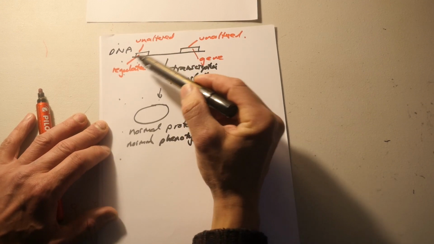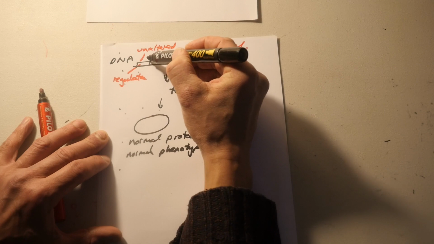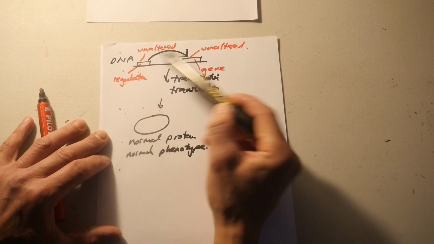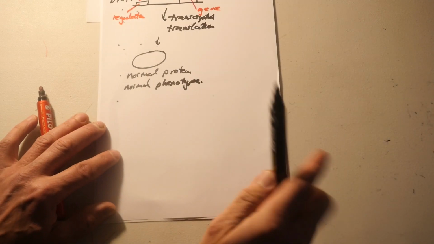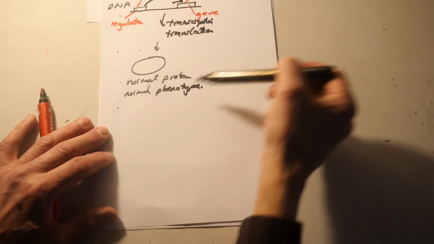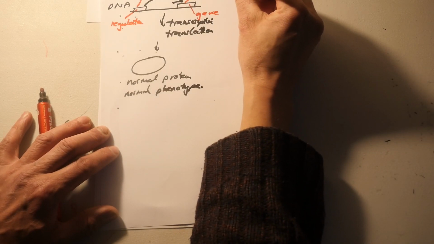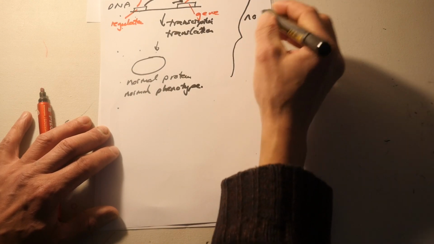Okay, so this is the regulation. This is a regulatory region that has an effect on the gene. Both are unaltered. Introduce point mutations: this is actually a situation where there are no point mutations. So in this region, no point mutation.